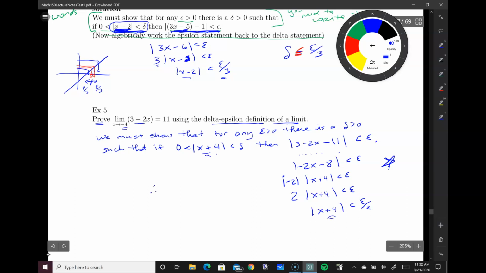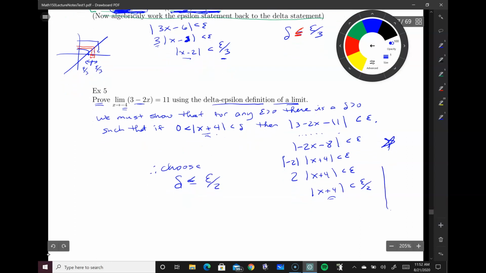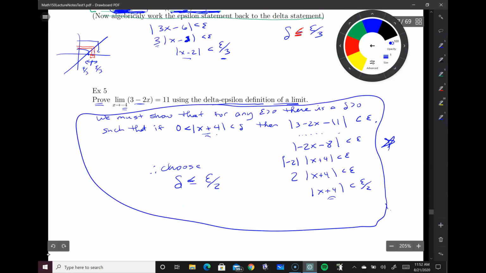So now I can say, therefore, choose delta to be equal to epsilon over 2 or anything smaller than it. For those of you who are inclined to circle your answer, you would be circling all of this. Kind of ridiculous, so you can skip that part.